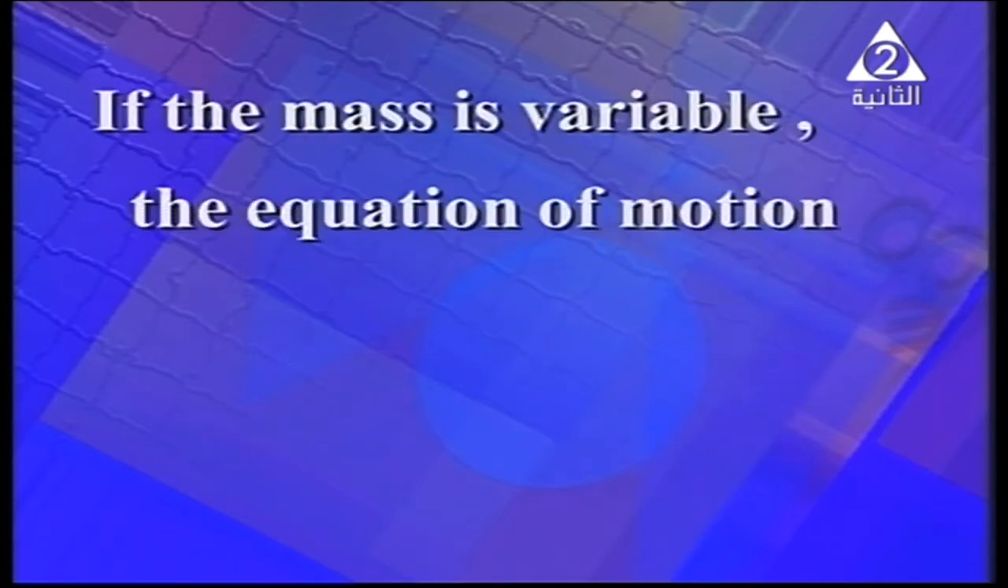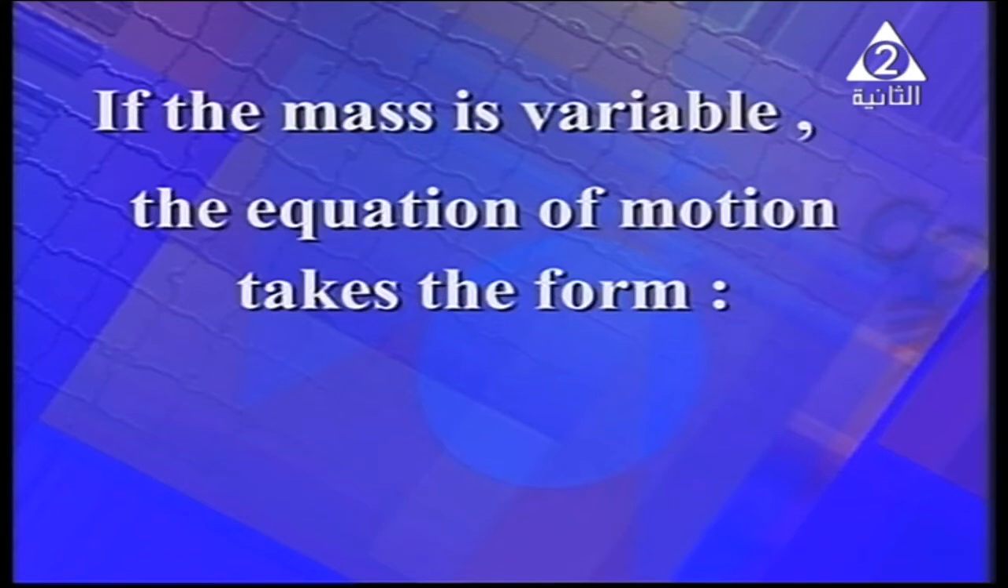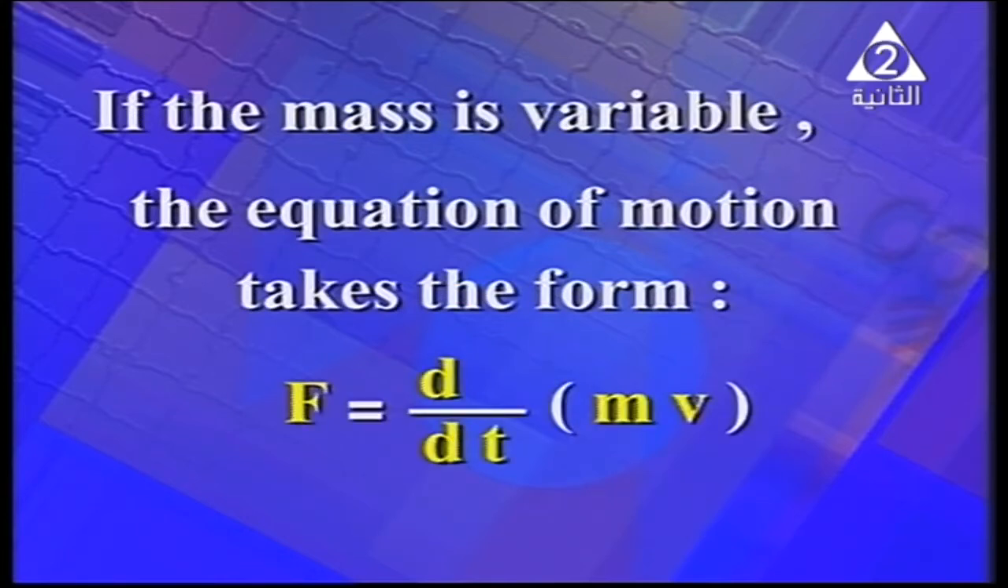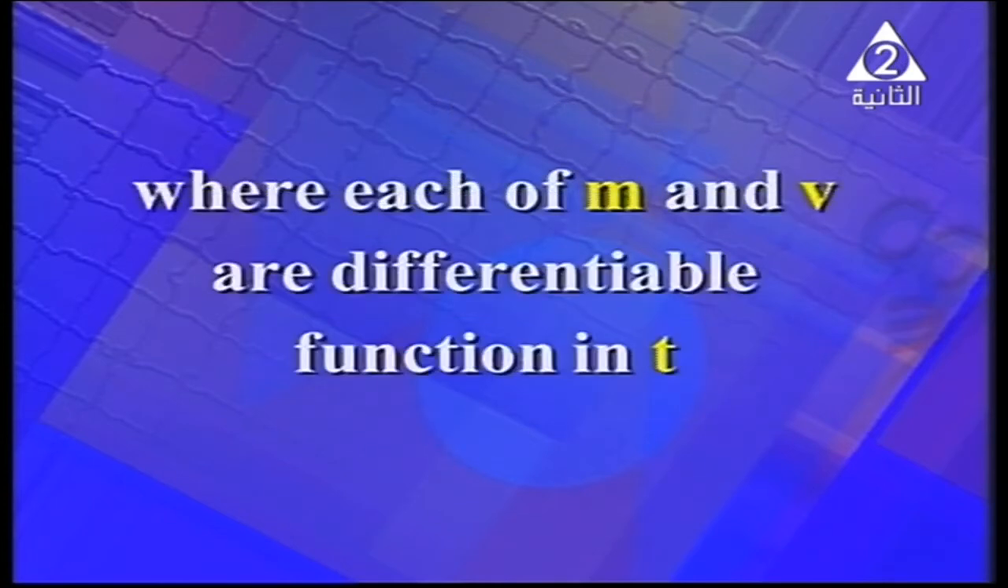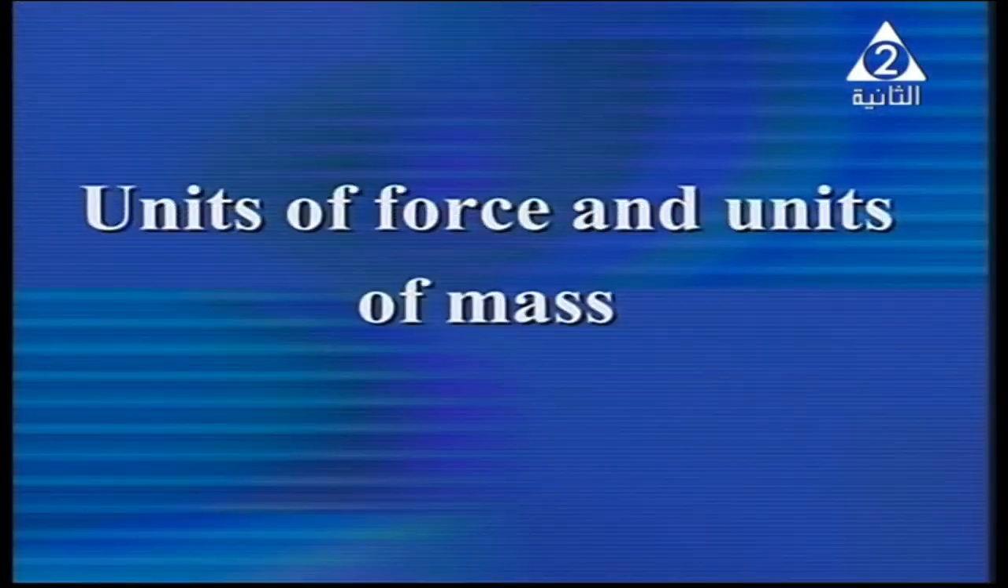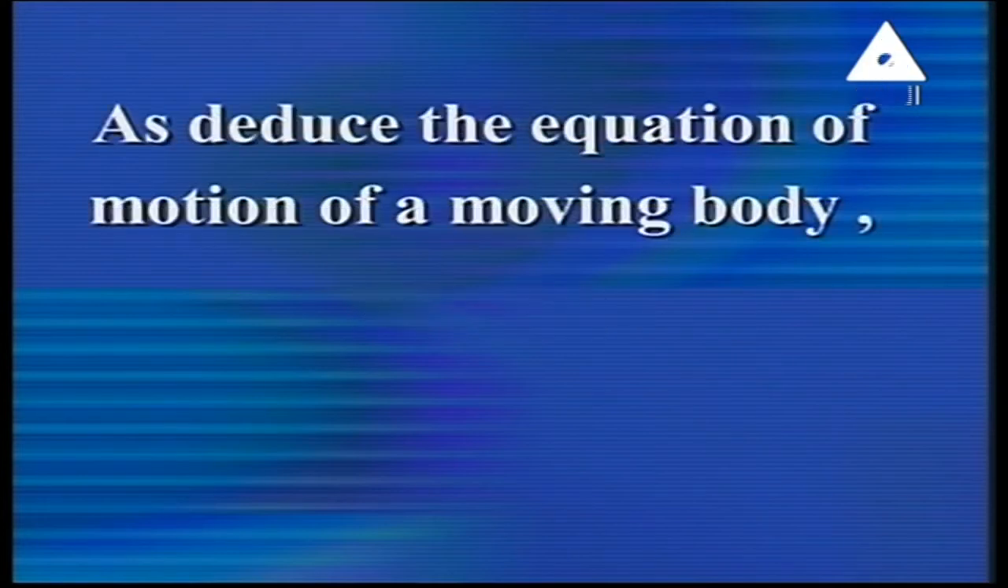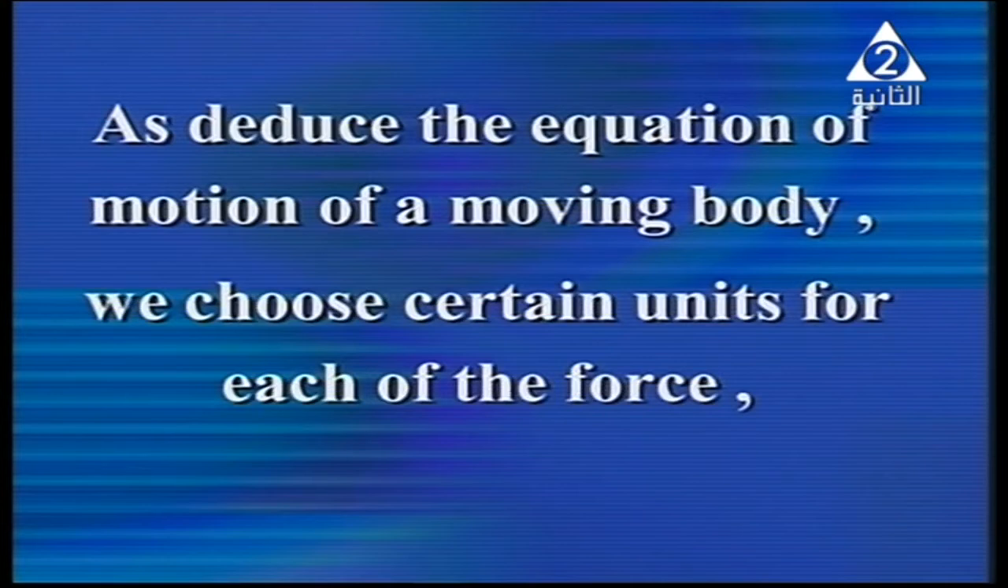If the mass is variable, the equation takes the form F equals d over dt of mv, where m and v are differentiable functions with respect to time t. Unit of the force and unit of the mass. Deduce the equation of the motion of a moving body.